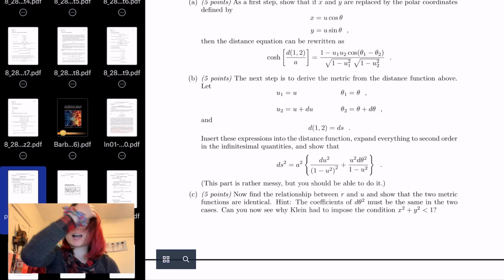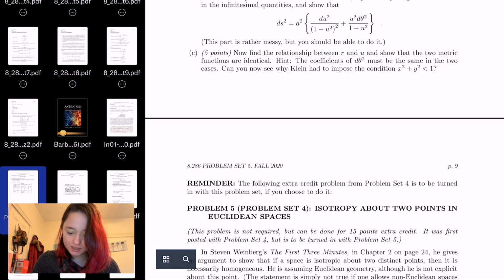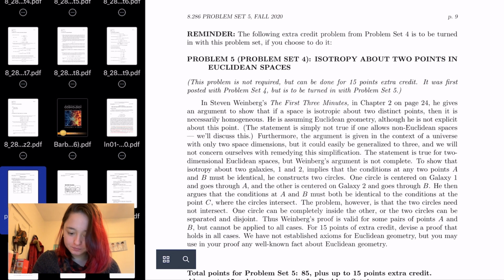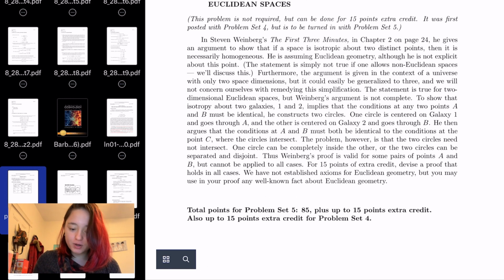Sometimes if you can't figure out how the parts go together, it's kind of difficult, but I guess that's what going to office hours is for. So we see here, they work us through it. And then we have problem 5 from problem set 4. This problem was introduced a week earlier so that students would have longer time to work on it.